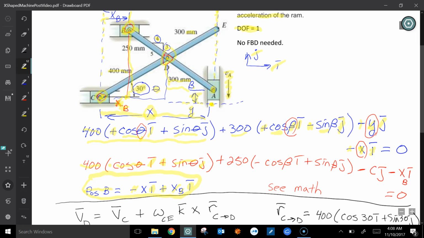Then I'm going to go from D to B. So I'm going to go left. So that's a negative i. I'm going to go up. That's a positive j.